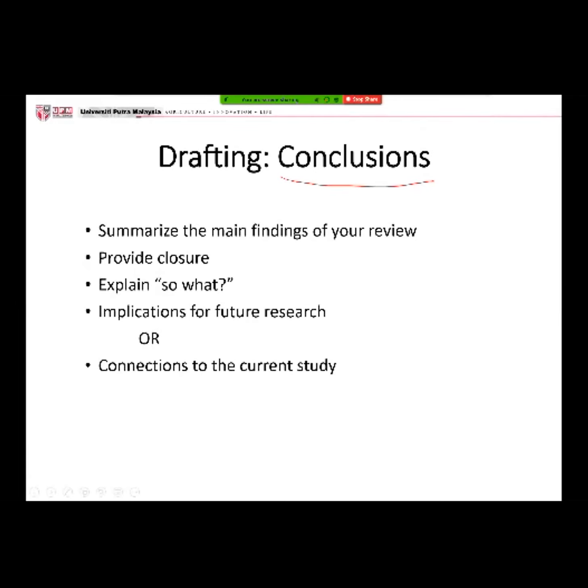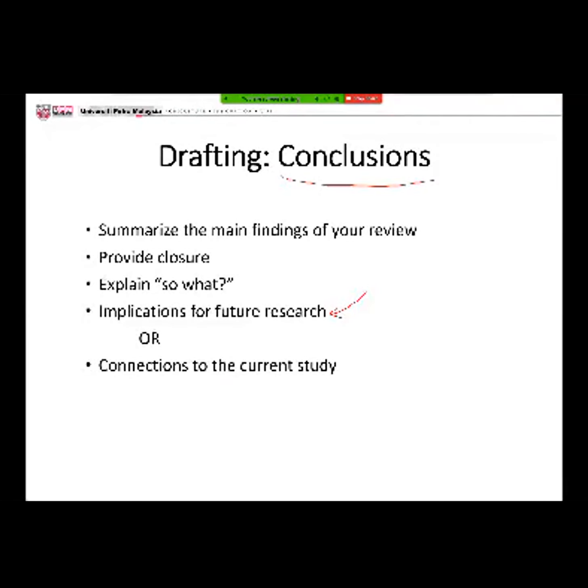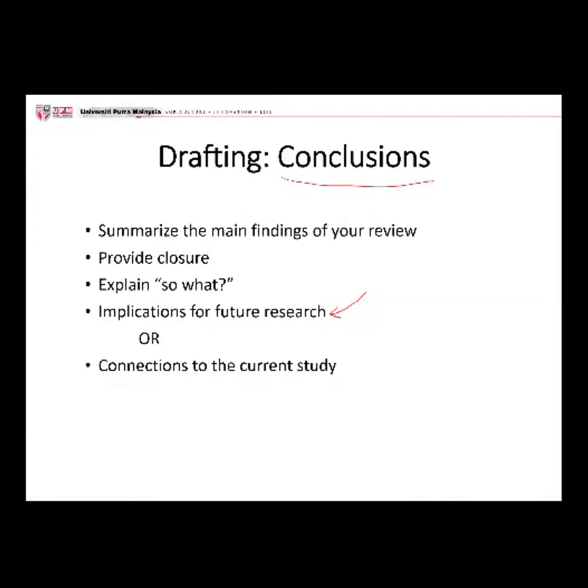And then you can also put in implications for further research or connections to the current study. So usually people don't do this here in the literature review part, unless your research is to propose some new methods or measurements, for example. Okay, that's why, as if to make it flow easier, you will highlight in the literature review, okay, there's a lack of a certain system, for example, and then your hypothesis is to propose a new system. Okay, I hope you can see the link, the flow of the story, and that will help you while you're writing.